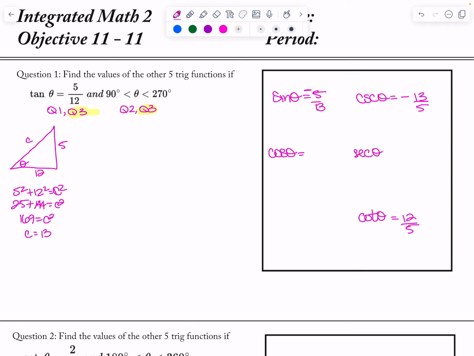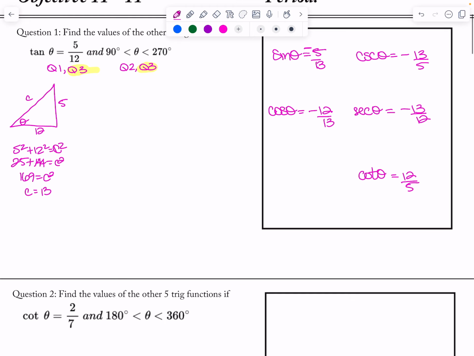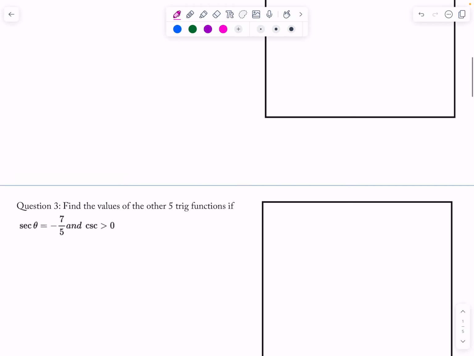Cosine will be negative 12 over 13. Secant will be negative 13 over 12. Okay, and now we'll go to question number 3.